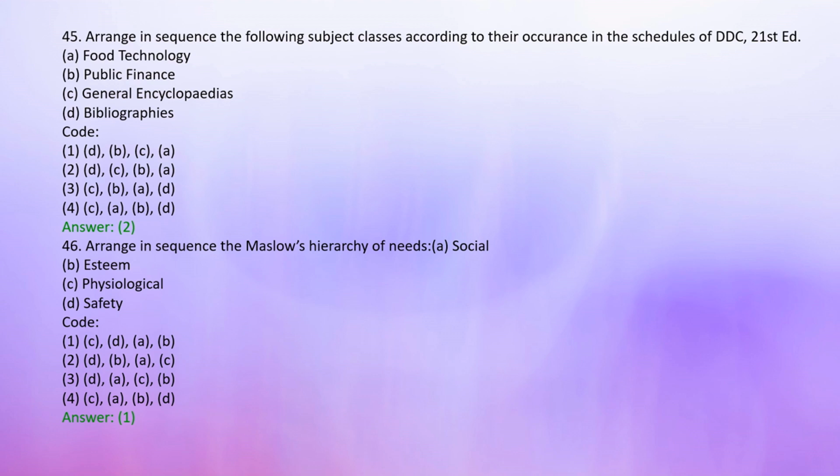Number 46. Arrange in sequence the Maslow's hierarchy of needs. A. Social, B. Esteem, C. Physiological, and D. Safety. And correct answer is code 1, means first physiological, then safety, then social, and last esteem.